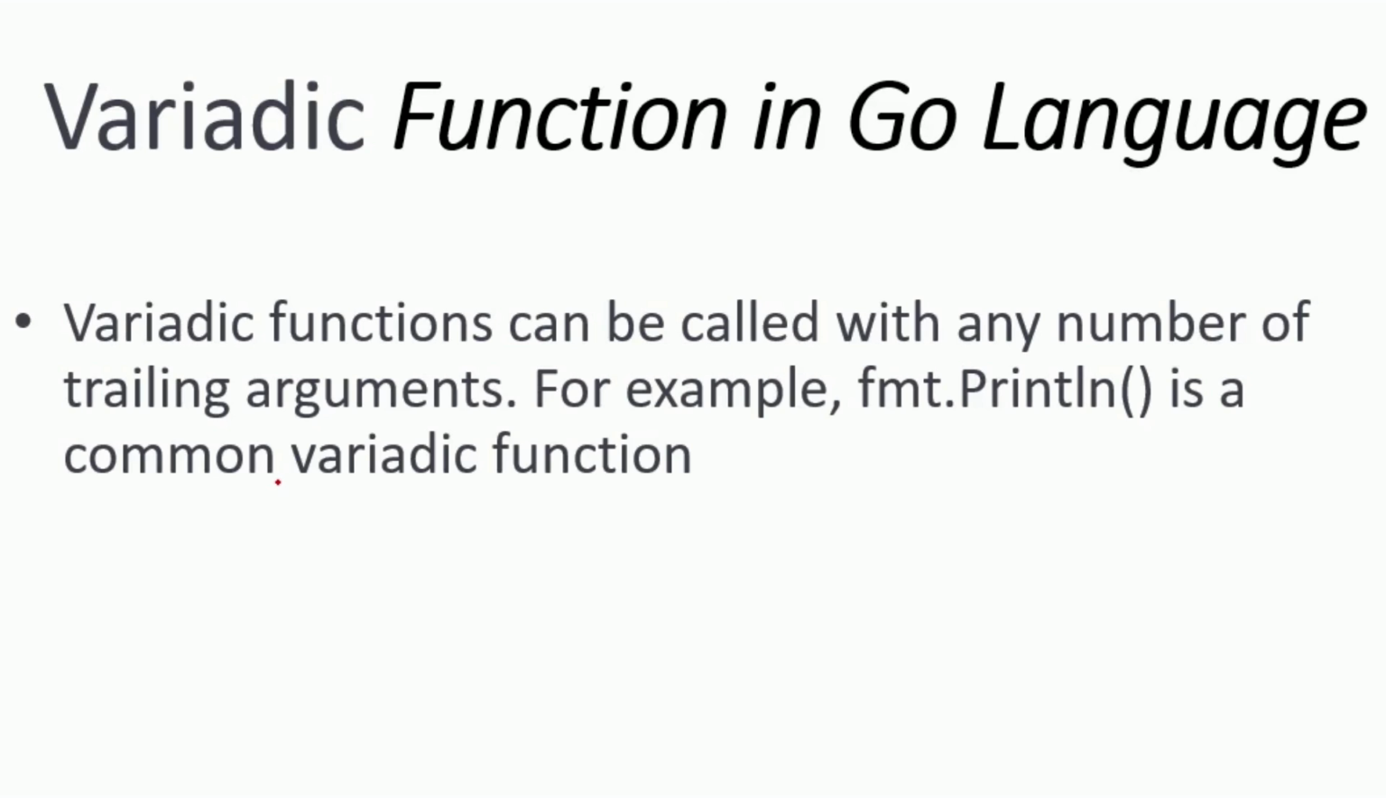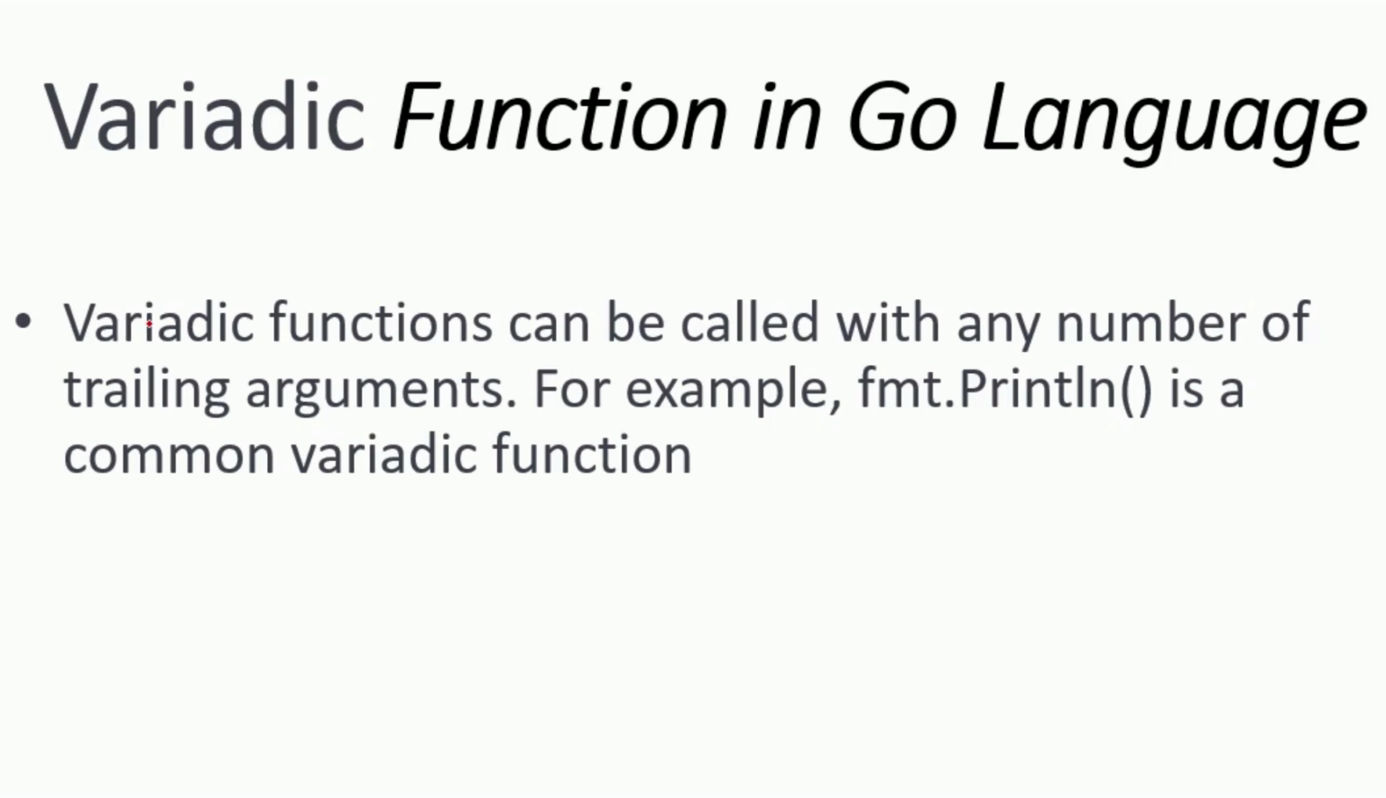My name is Saga and today we will be seeing what is a variadic function in Go language and how we write the code of a variadic function in Go language. So let's begin with the definition of it. It can be called with any number of trailing arguments. For example, fmt.Println is a common variadic function.